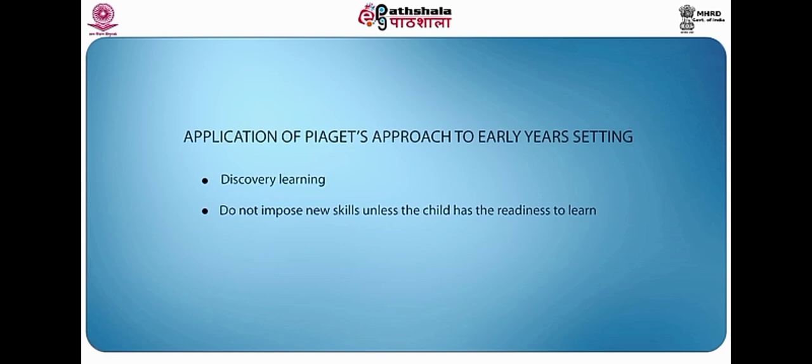The third implication is that every teacher should understand that individual differences exist. Though all children go through a similar series of development, the rate varies from child to child. Hence, children in their early years are to be provided with ample opportunities for development without forcing them to learn.